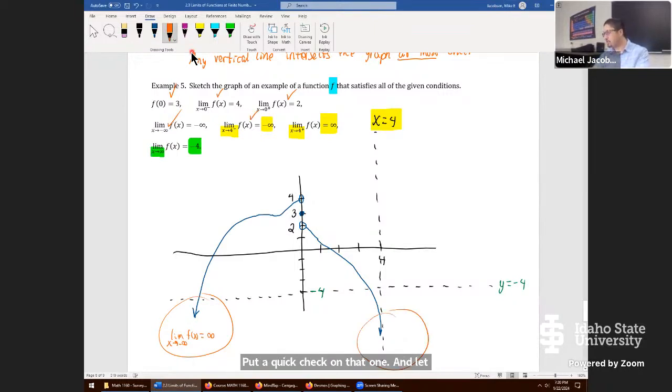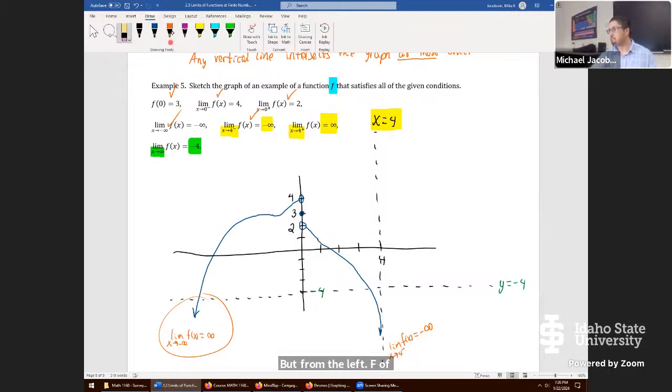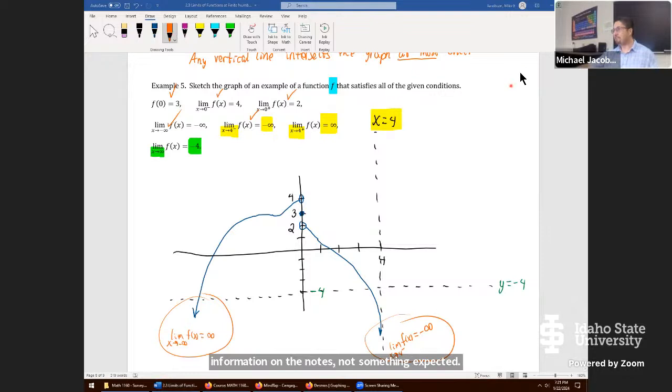And let me circle this just to say this one was the limit as x tends to 4, but from the left, f of x heads towards negative infinity. Again, anything in orange is meant to be extra information on the notes, not something expected at all in your homework or your quizzes or exams. Looks like we have 2 more limits to go. Any questions at this stage?